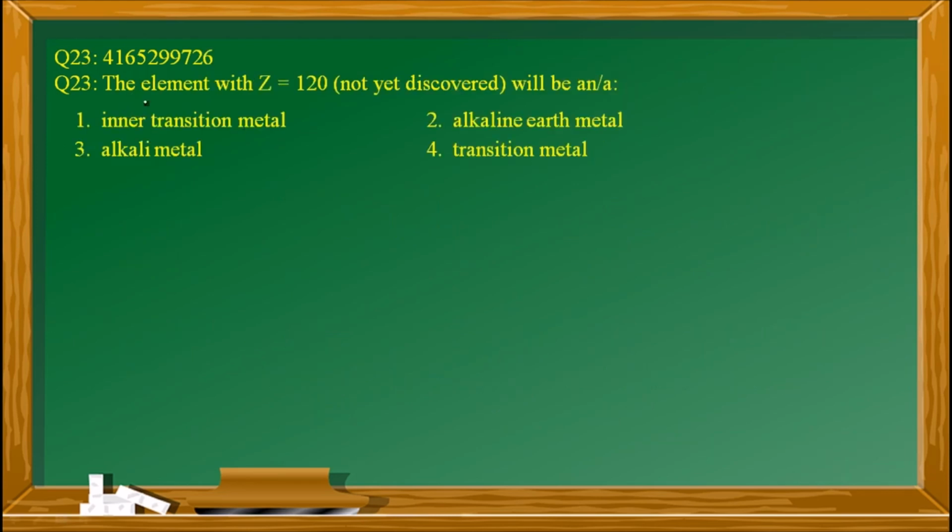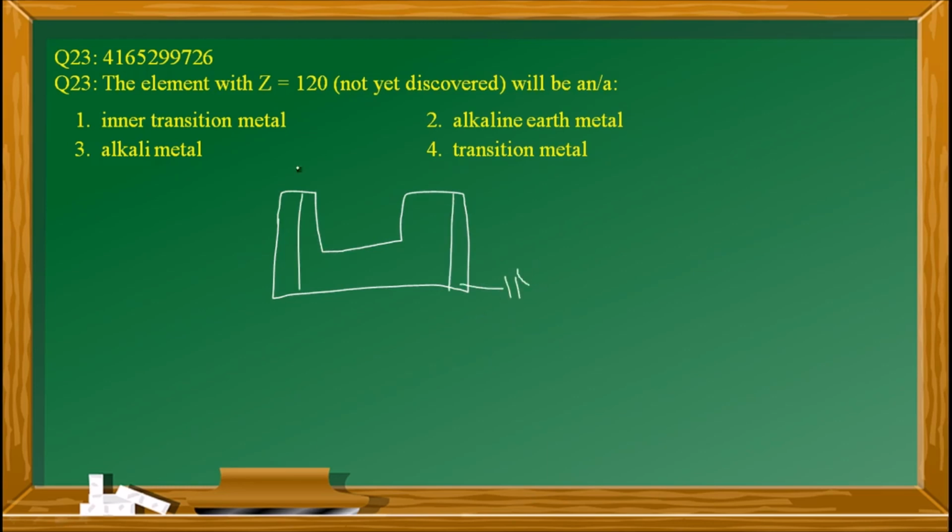Next, question number 23. The element with Z equal to 120, not yet discovered, will be an Ra. Dear friends, we know that till date there are 118 elements in the modern periodic table. So what are they? Yes, friends, these are the noble gases. 118 is the element which is taking place at this place. It is a noble gas. So these are alkali metals, and these are alkaline earth metals. So after 118, they are asking about 120.